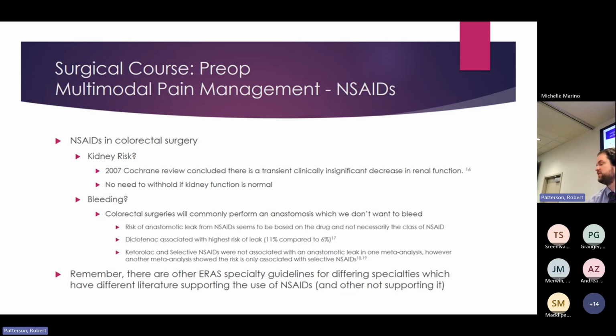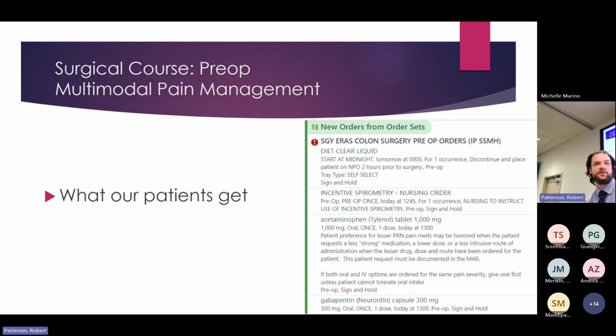So just keep in mind that it'll be different for bariatric, it'll be different for ortho, it'll be different for thoracic. So when our patients are in pre-op, the surgical staff will actually type in ERAS on their order set. You'll see that they'll have a clear liquid diet that starts at midnight. They do have an order to encourage incentive spirometry, and they'll have a 1 gram PO Tylenol ordered for them along with gabapentin 300 milligrams.